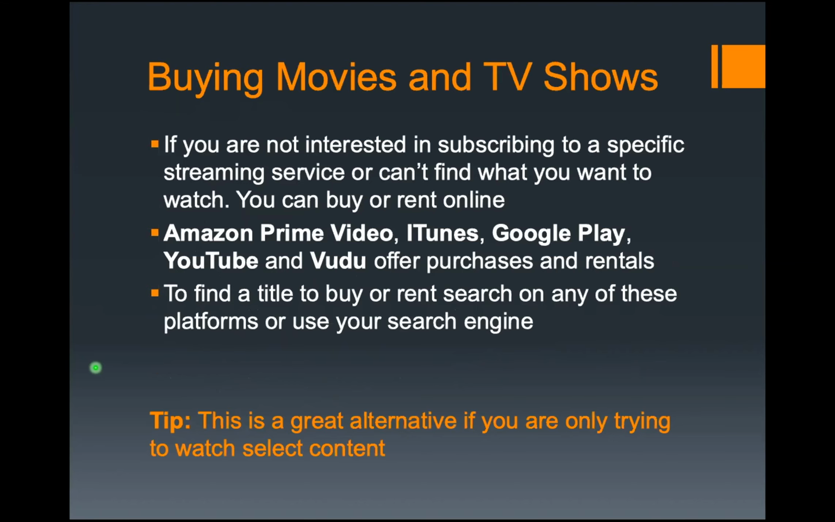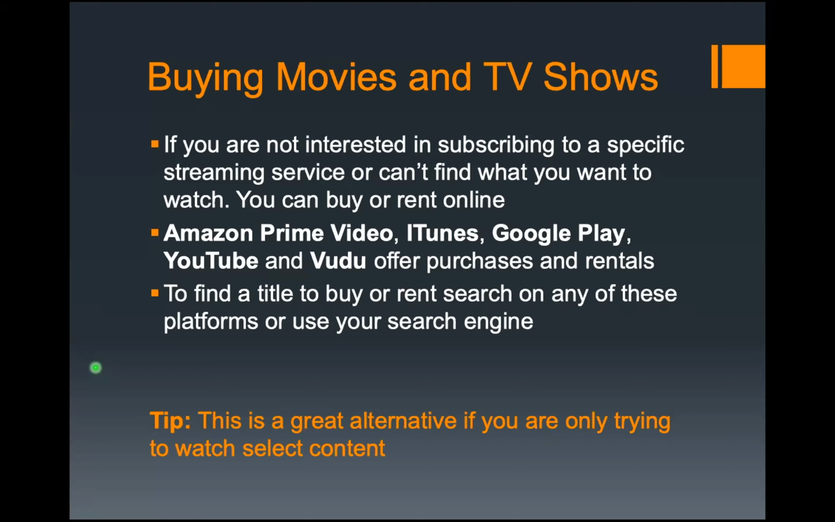So if you don't want to spend the monthly fee because maybe you don't watch enough TV or movies to justify paying that on a subscription service, there are options for you to, whenever you want to watch a movie, just rent it online or buy it, and then you can get the specific shows or movies that you want to watch. Options for that are Amazon Prime Video, where you can rent online, iTunes, Google Play, YouTube, and Vudu.